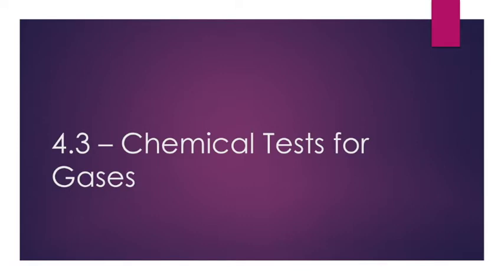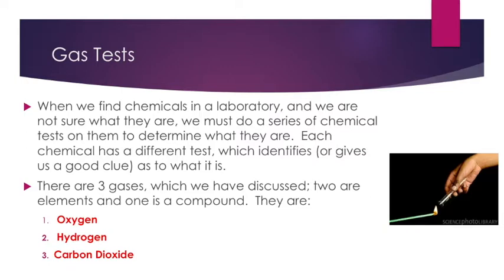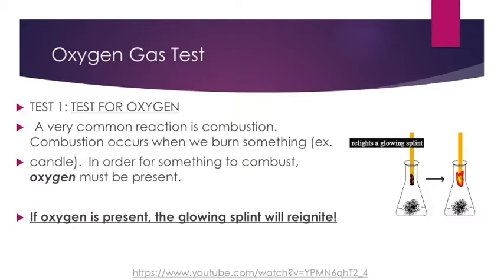So let's take a look at some of the chemical tests for gases. We have three big gas tests that we're going to be using in this course, and we'll see if we get a chance to actually demonstrate these live when I get back. There are three chemicals that we take a look at analyzing. First is oxygen, hydrogen, and then carbon dioxide. And we have a different test for each gas.